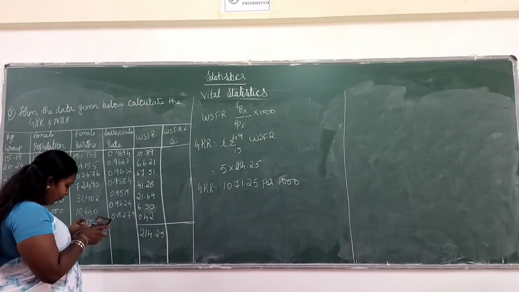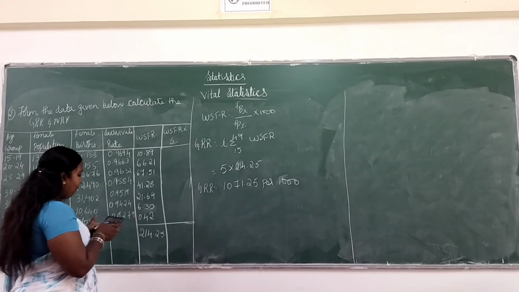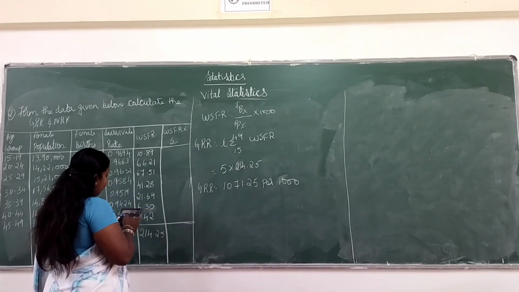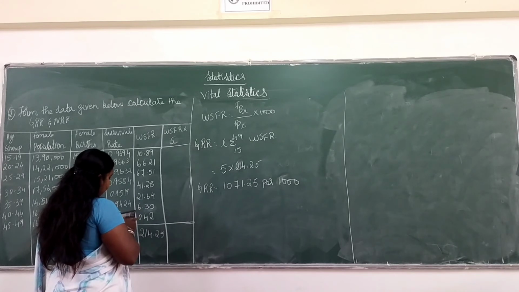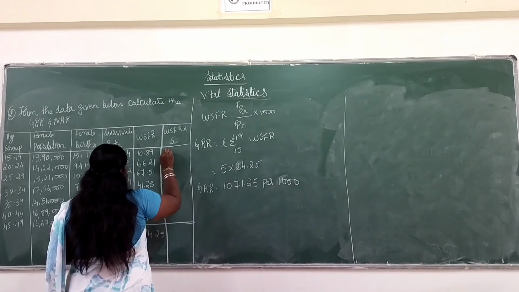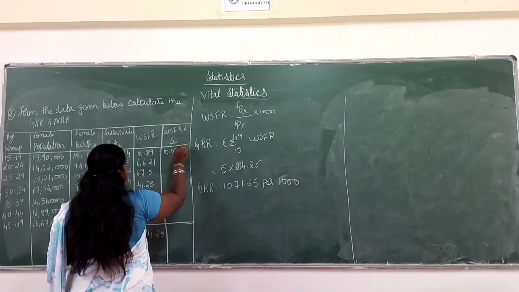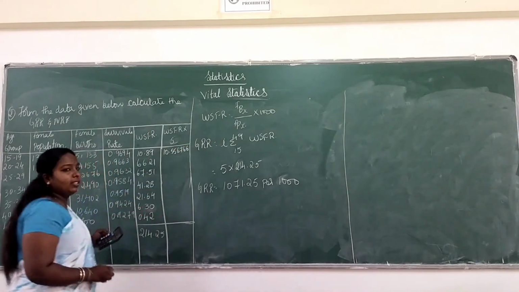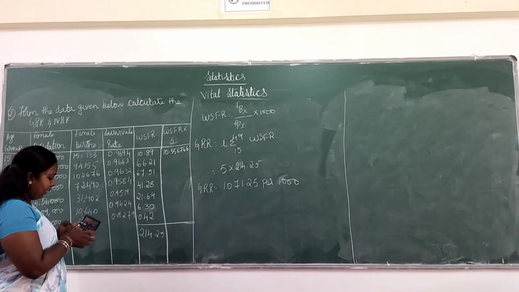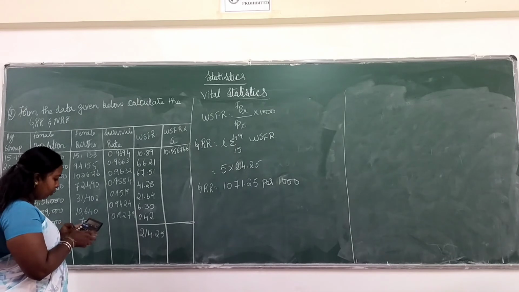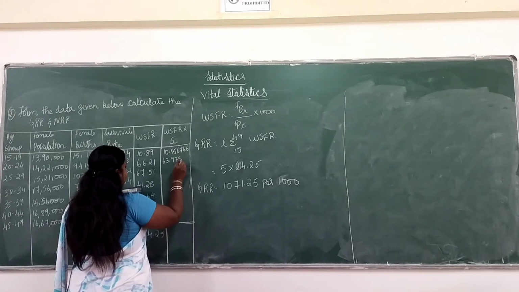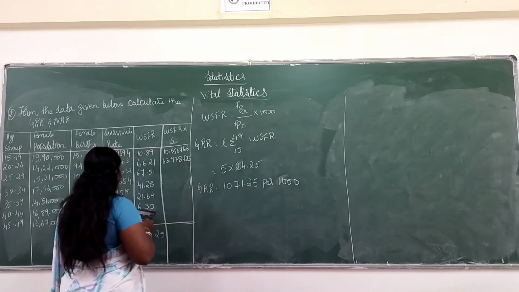10.89 into 0.9694, I get 10.556766. Keep the digits as they come; when we add the totals we will get two decimal digits. Then 0.9663 into 66.21, 63.978723.